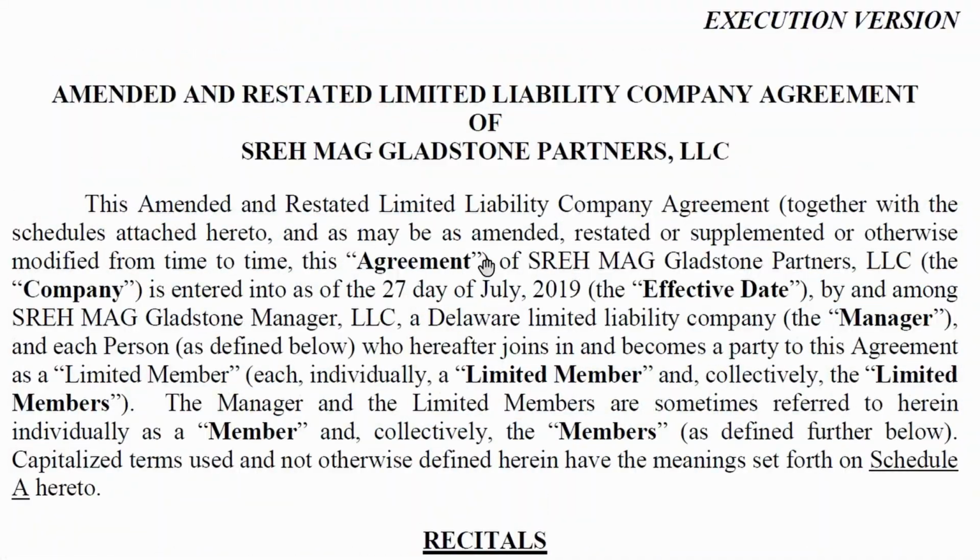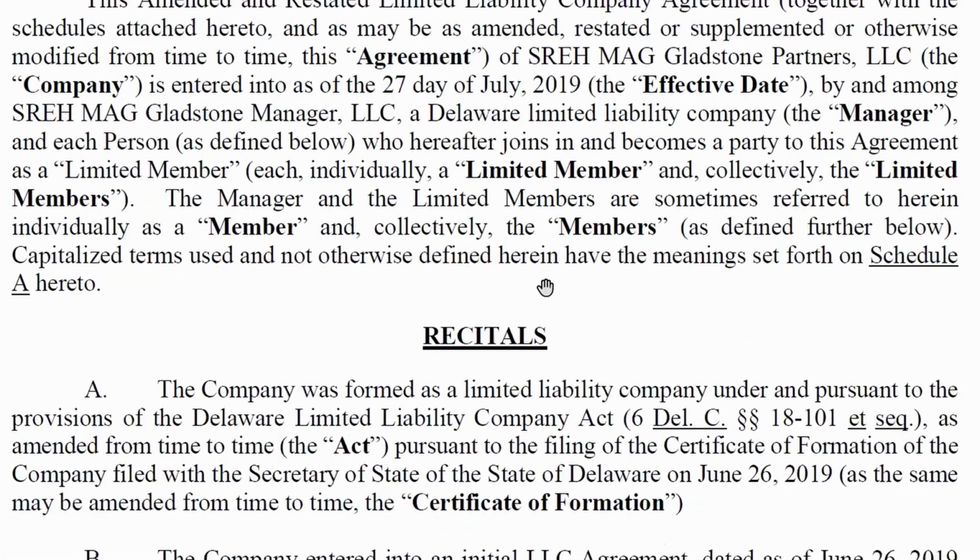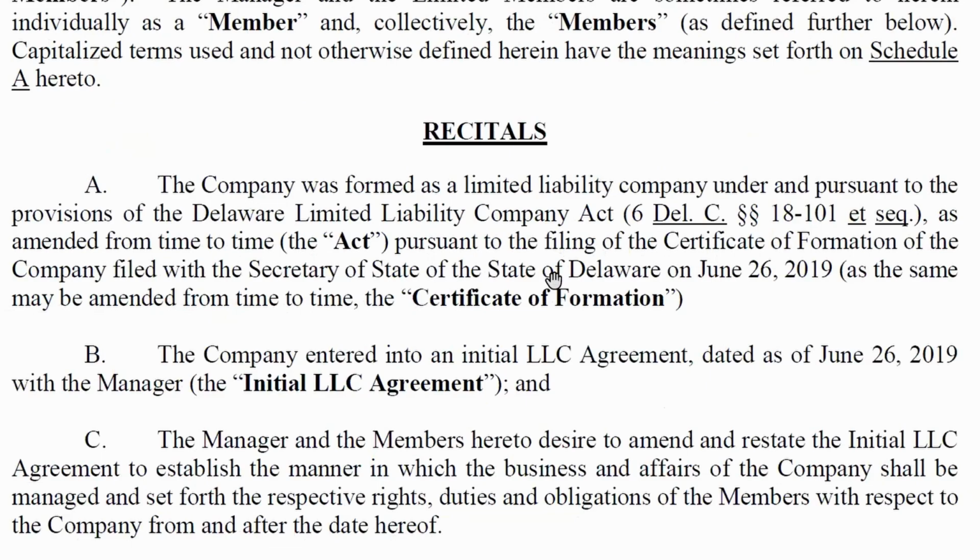The first thing I do, or one of the first things I do, is ask: who are my players? And that's either going to be in this first paragraph or in the recitals. Does anybody know what a recital is? Kelsey, do you have any idea what a recital is?